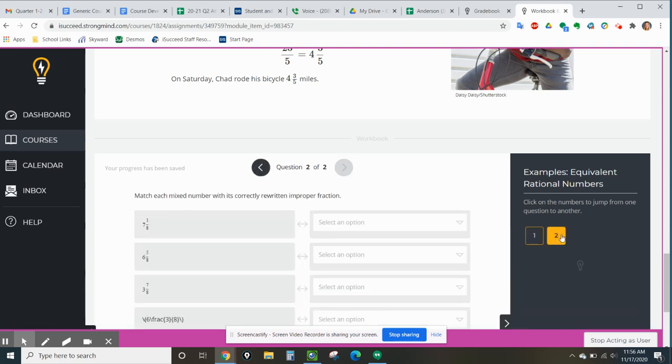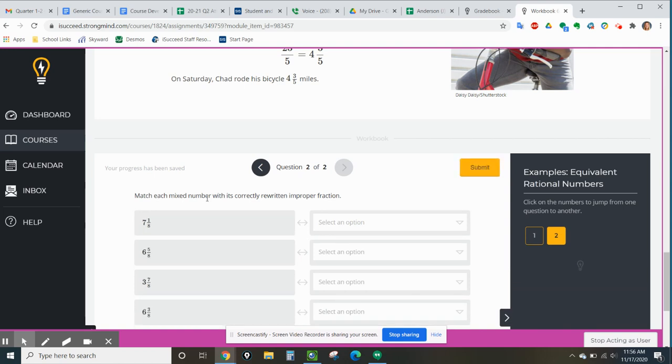Let's see what number 2 is. Match each mixed number with the correctly rewritten improper fraction. Okay, so 7 1/8. You're going to do 8 times 7, that's 56, plus 1 is 57, and I keep the same denominator. So I'm looking for 57/8. There it is, it's the first choice. 6 5/8. I'm going to take the 8 times 6 is 48, plus 5, so that's 53. So I'm looking for 53/8. There it is. Okay, so that's how you do each one of these.